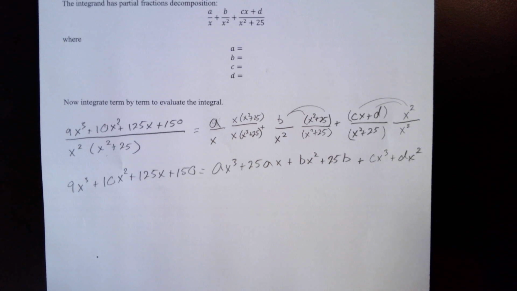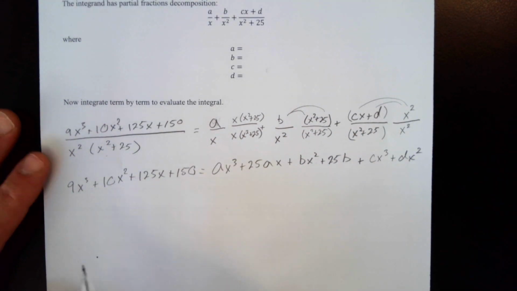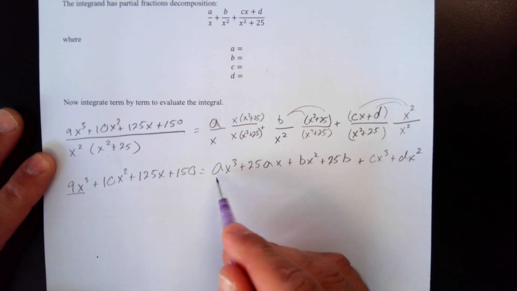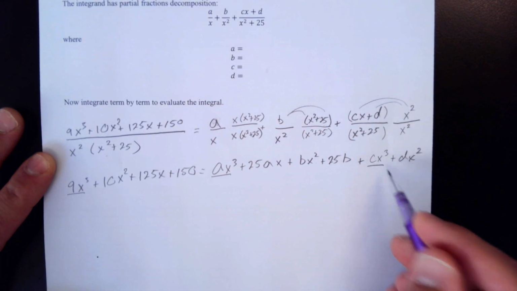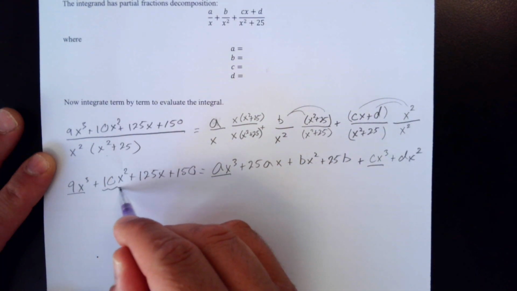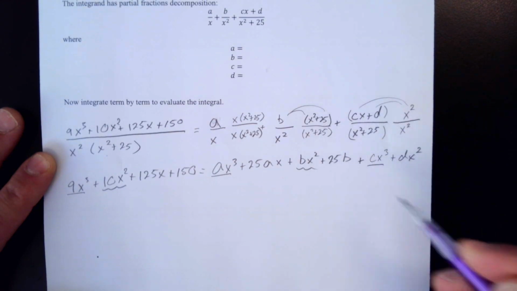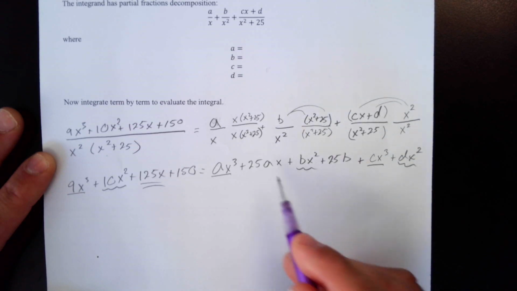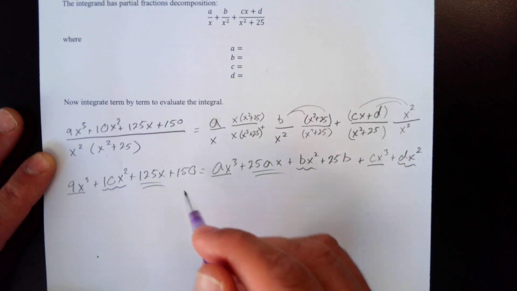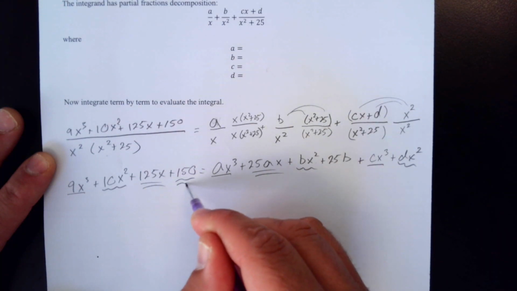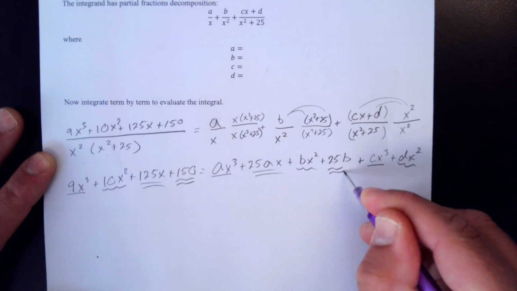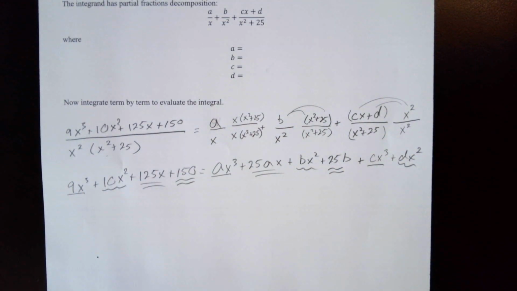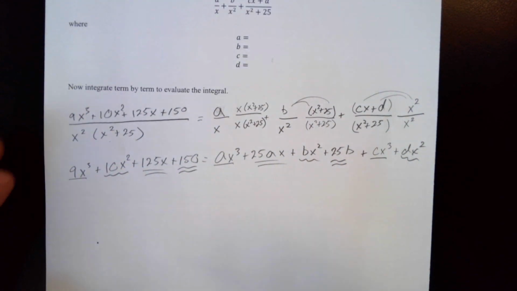Okay, now I've got all these terms, and I need to somehow figure out what my x cubed terms are going to be. Here are all my x cubed terms. What my x squared terms are going to be. Here are all my x squared terms. What my x terms are going to be. Here are all my x terms. And what my constant terms are going to be. Here are my constant terms. So I'm going to have a different equation for each of those scenarios.